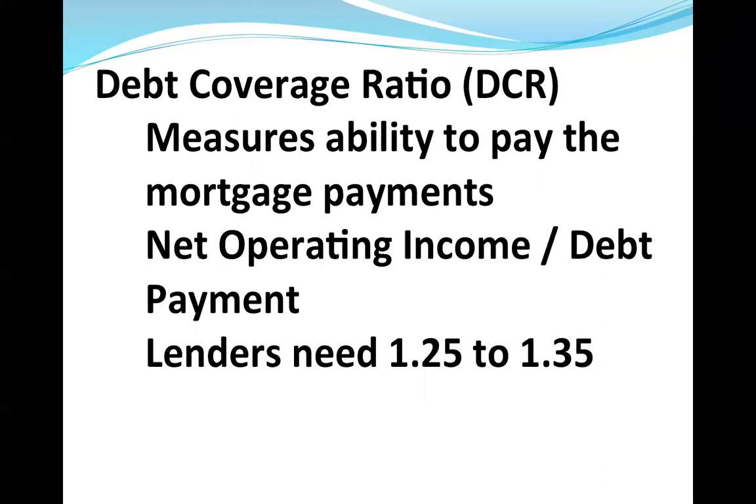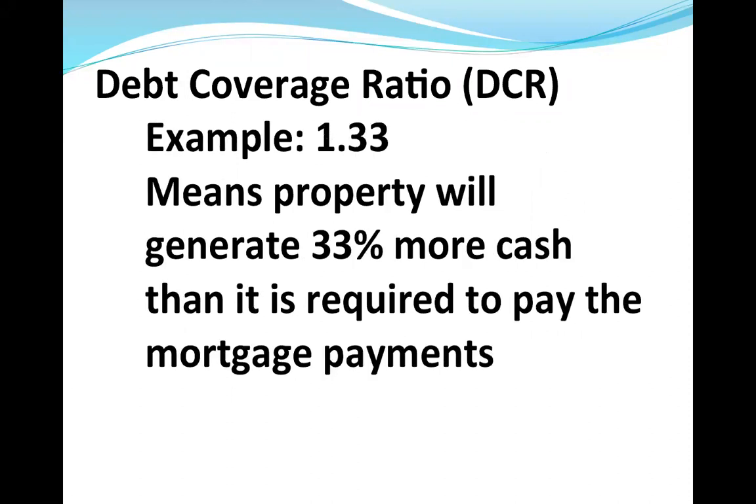What's really cool, friends, is that you don't need to worry about all these computations because in ChicagoDealVault, we give it to you. I just want to make you aware of what the formula means and that you understand what this ratio is for. So an example of a debt coverage ratio of 1.33 means that the property will generate 33% more cash than what it's required to pay the mortgage payments. It is that simple, friends.